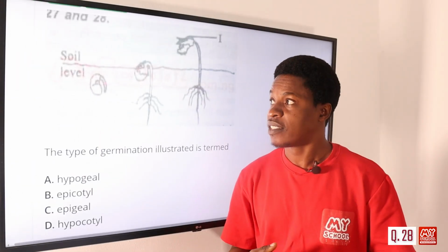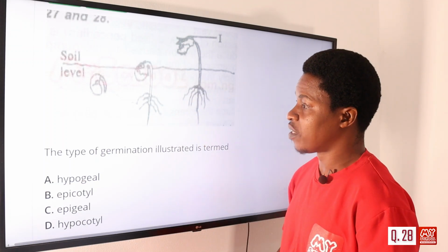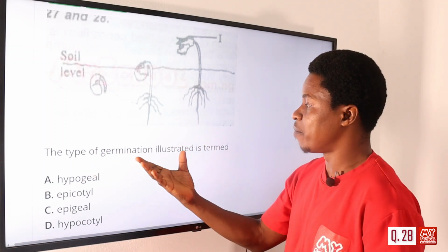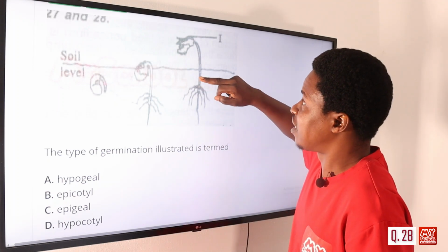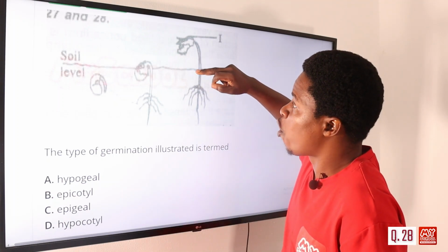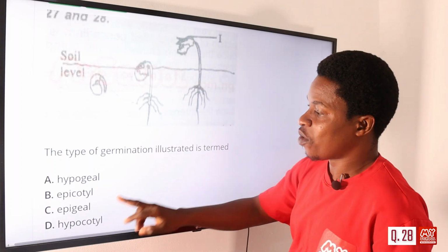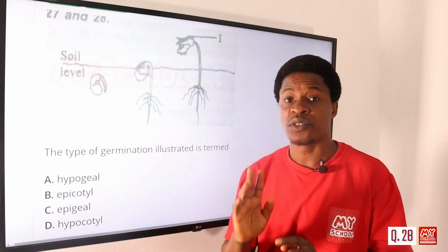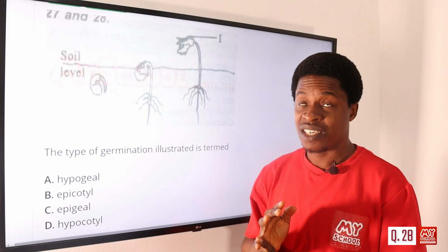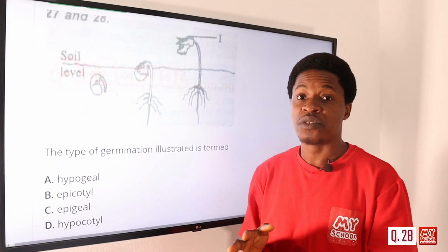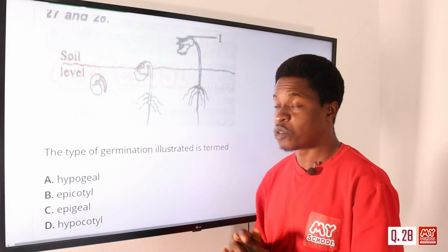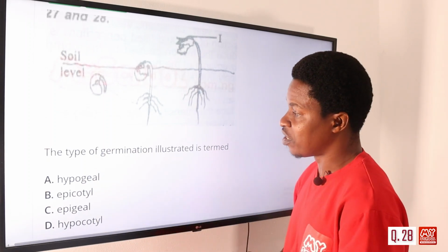Question number 28. The same diagram we just looked at. The question says the type of germination illustrated is termed what? We have the seedling growing above the soil, and that is called epigeal. Now there are two major types of germination. Here we have the epigeal germination and then we have the what? Hypogeal germination. Let's look at the diagram to explain further all the terminologies that we have.